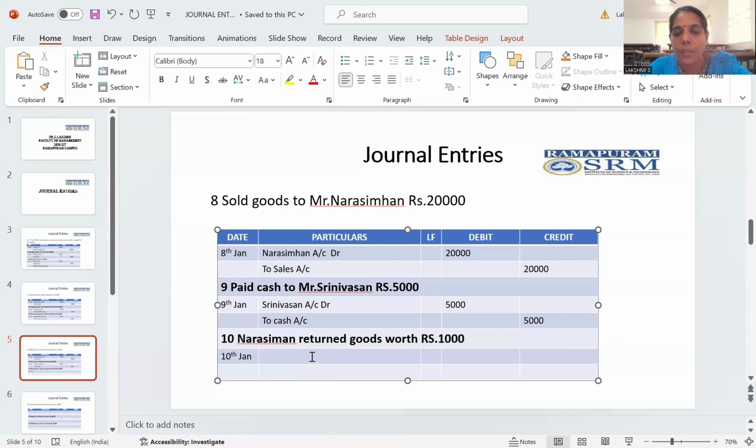So goods come into the business. Already we sold the goods, now it is returned back. So sales return account debit. Goods come into the business, so we write it as sales return account. Sales return account debit, to Narasimhan. The name of the person is Narasimhan.